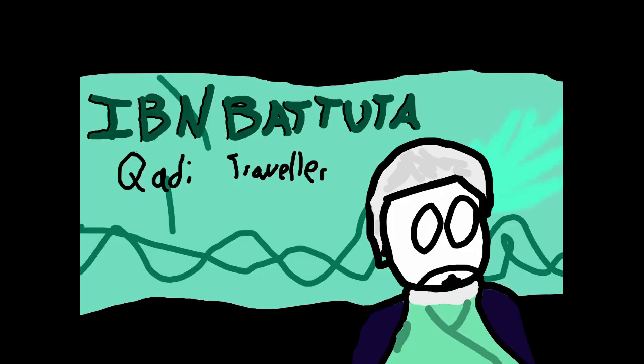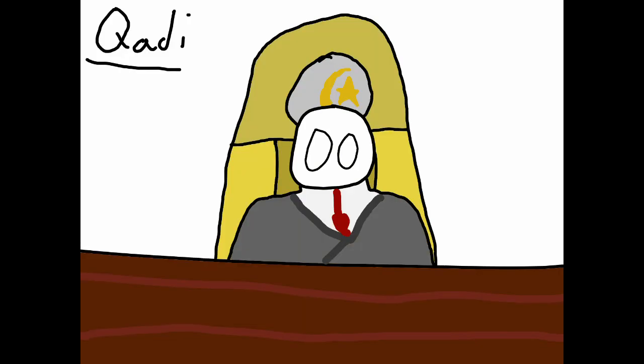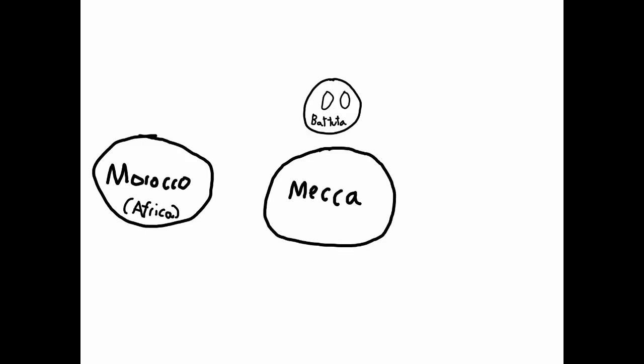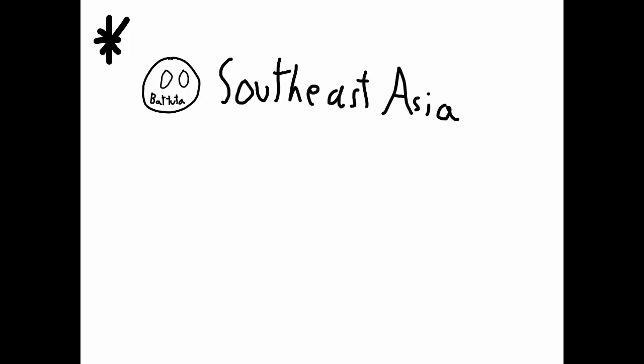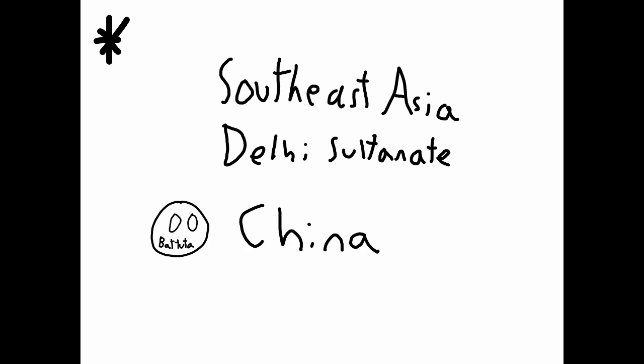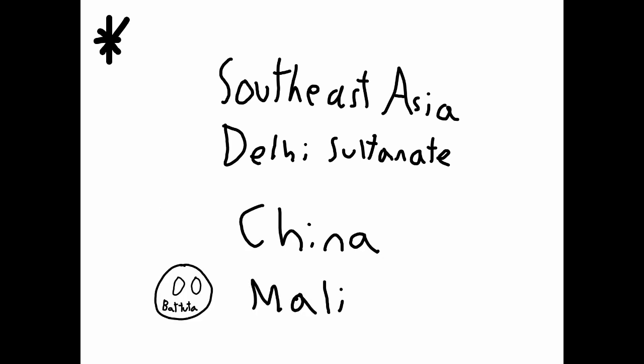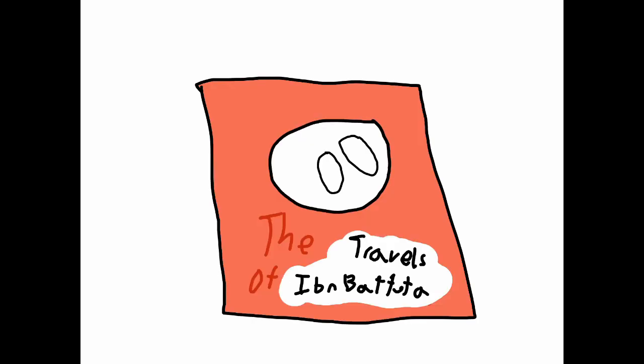Ibn Battuta. Ibn Battuta was an Arab Muslim Qadi, which was a judge of Islamic law. They were from Morocco, but took the Hajj. However, they decided to continue traveling past Mecca. They went to Southeast Asia, the Delhi Sultanate, China, and Mali. They did not approve of Mali because the women there were dressed immodestly, and they also had friendly guys. They also had a book written about their adventures, which gave information to modern-day historians and also inspired others to trade.